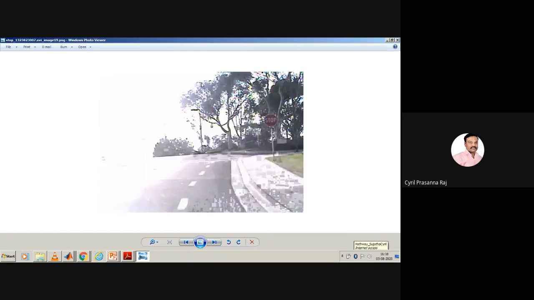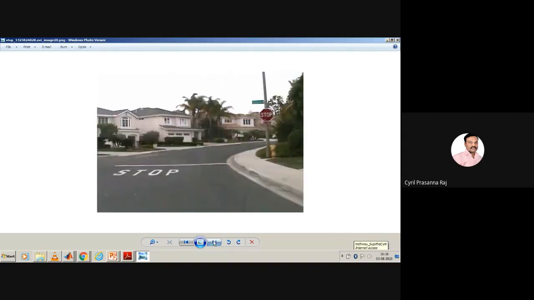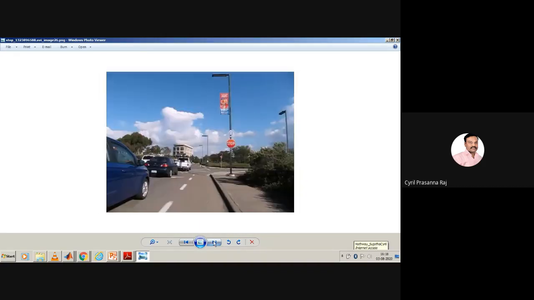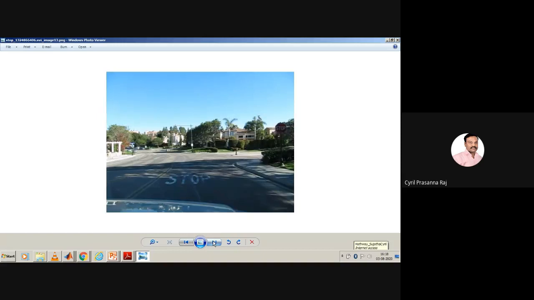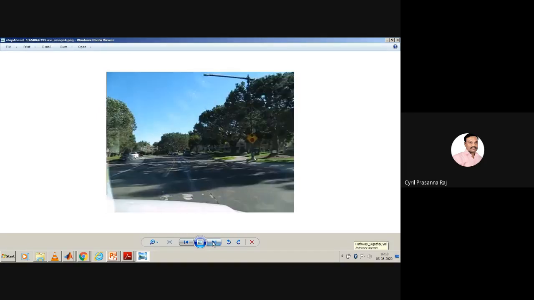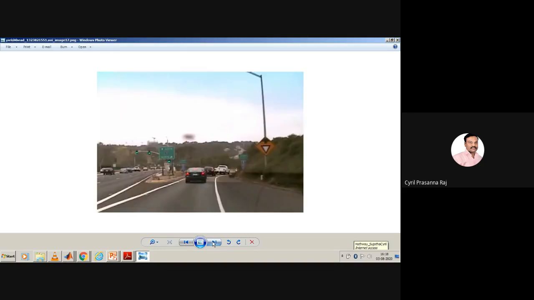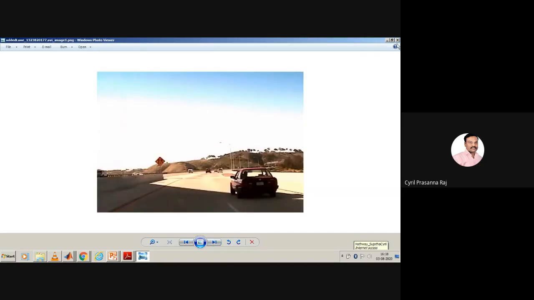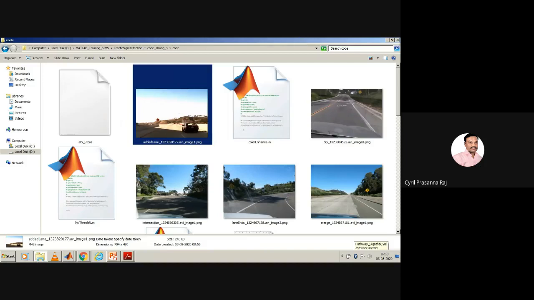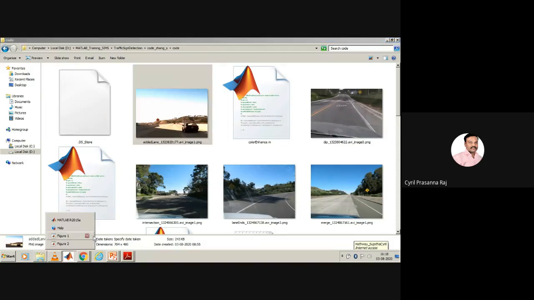Now here you don't see anything. You have a stop signal, but the camera is disturbed, and again the stop signal is not completely visible. So like that, there are multiple images which we may have to process, and then see how effectively we can develop an image processing algorithm which can do all this activity. Let us go to the code.